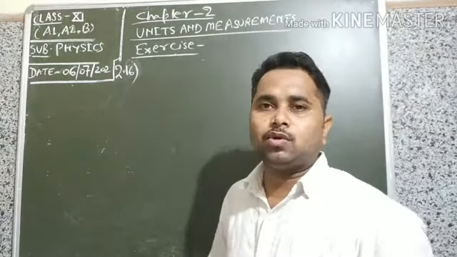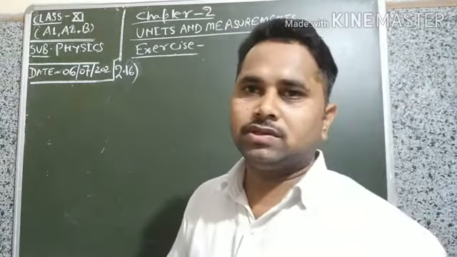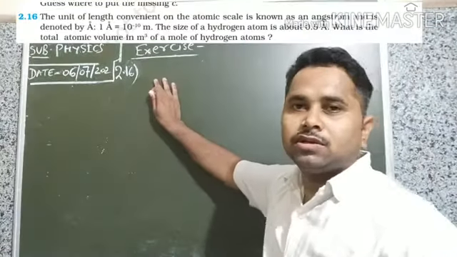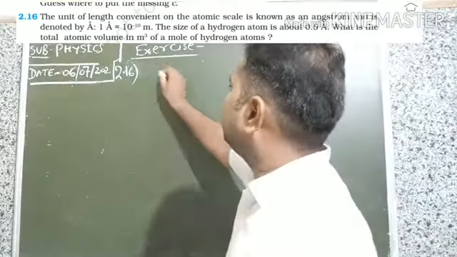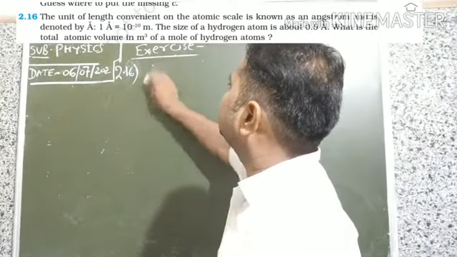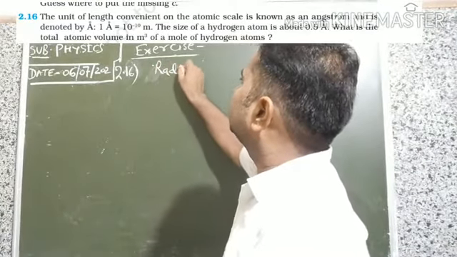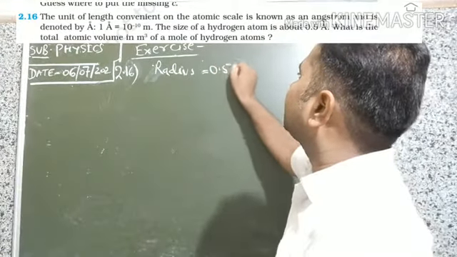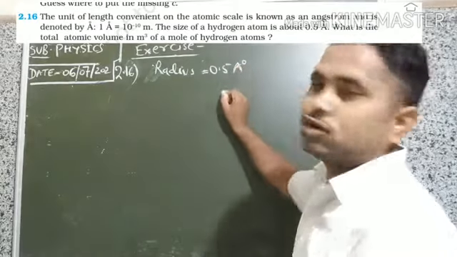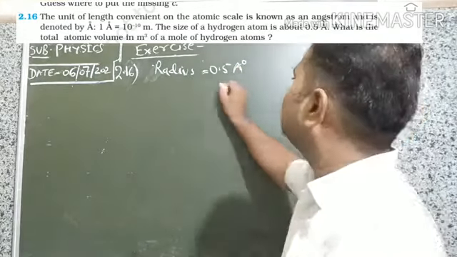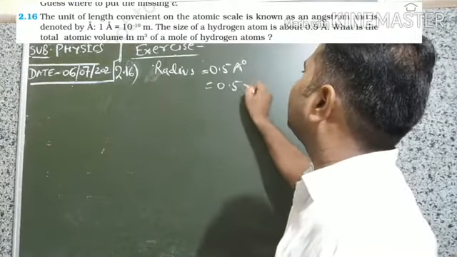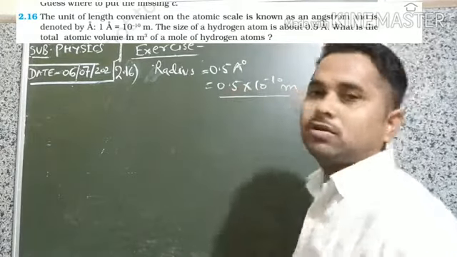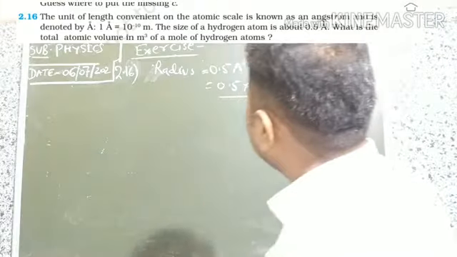So let's see question number 2.16. See on the screen the question number 2.16. In this question, the radius of the hydrogen atom is given. The radius is given as 0.5 angstrom, and you know that you can convert angstrom into meter: 0.5 into 10 power minus 10 meter, because 1 angstrom equals 10 power minus 10 meter.